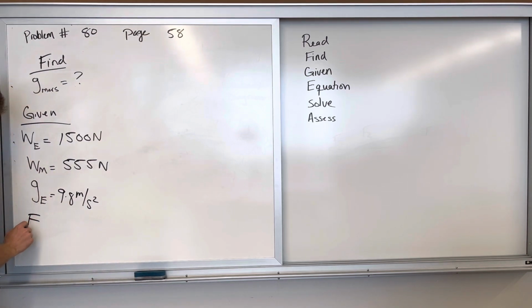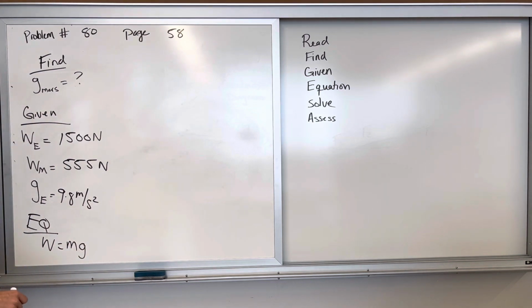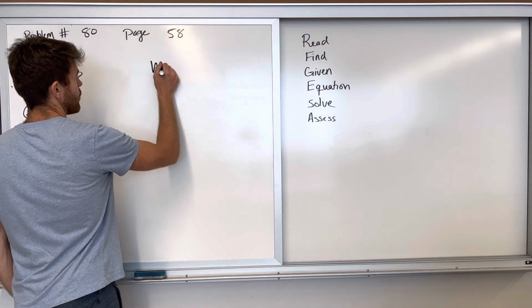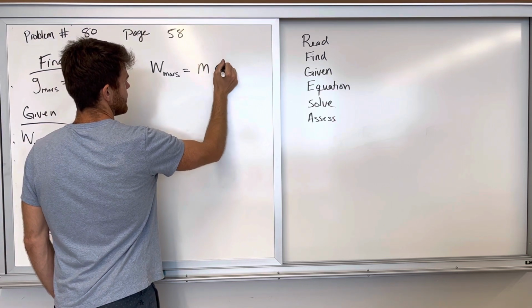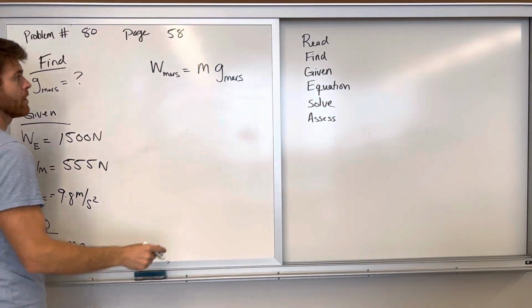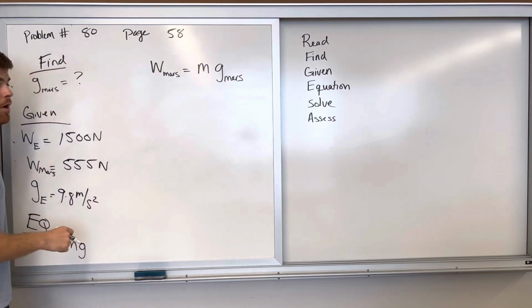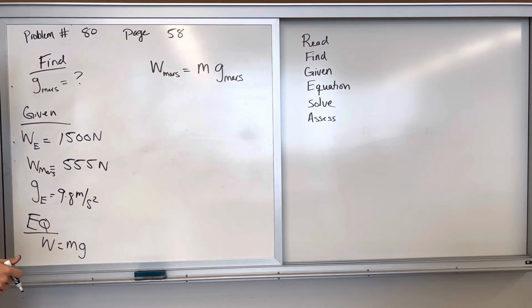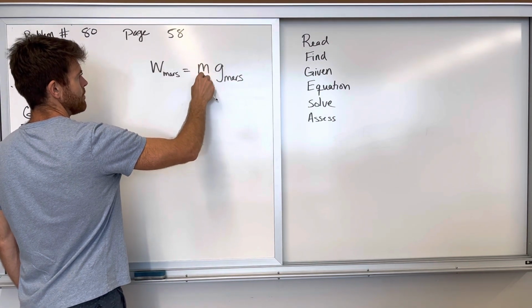And the equation that's going to be useful is that weight is equal to mass times acceleration due to gravity. So the weight on Mars is equal to the mass of the astronaut times the acceleration due to gravity on Mars, and this is what we're looking for, right? We know the weight on Mars, but we don't know the astronaut's mass. So we have two unknowns here.